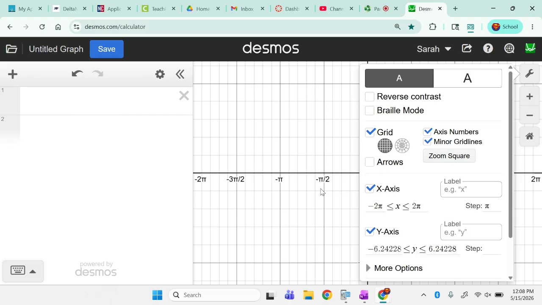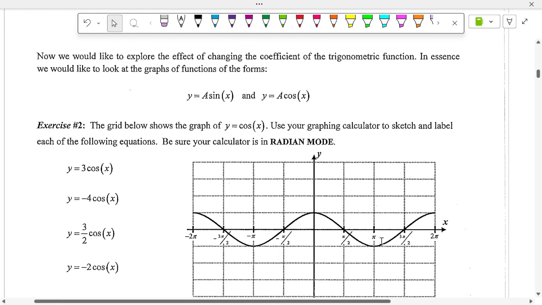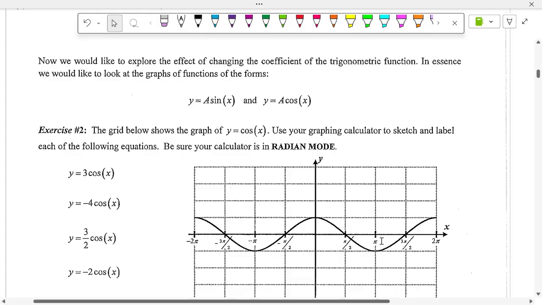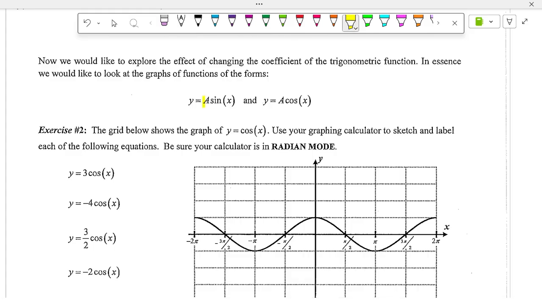All right, so what we're going to do is we're going to look at the effect of multiplying an A value to the front of the sine and cosine graphs. And they pretty much do the exact same thing. Okay? So, currently speaking, we have a normal cosine graph. So this graph right here is just good old cosine of x.